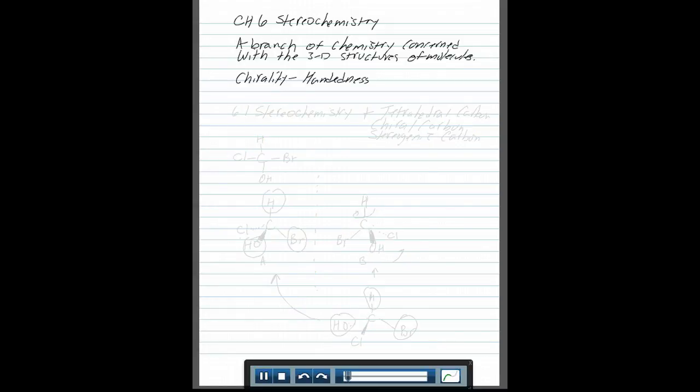All right, chapter 6 is all about stereochemistry. Stereochemistry, as you can see, is a branch of chemistry concerned with the three-dimensional structures of molecules. So it's looking at the three-dimensional space of molecules. And it's this concept called chirality, which means handedness.